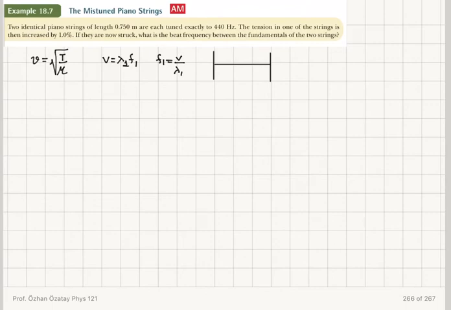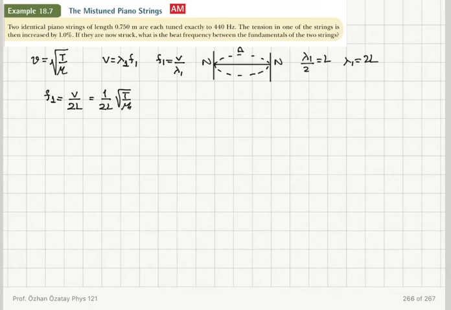All right. So for strings in a piano, I have the following boundary condition: two fixed ends, and the fundamental mode is the following. You have node, antinode, node, and lambda 1 over 2 is equal to L. Lambda 1 is 2L. So for your fundamental frequency, you would have v over 2L. So it's 1 over 2L times square root of T over mu. Okay, so the fundamental frequency is this, and then they are two identical strings.